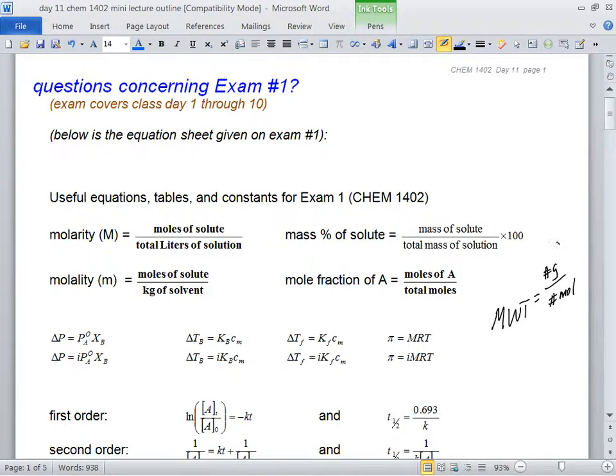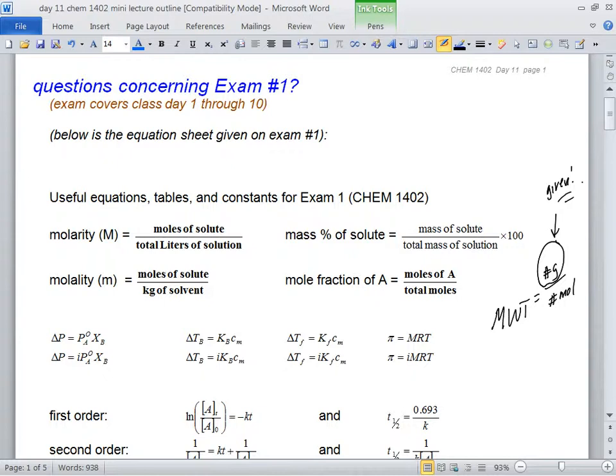And they always gave you this one. That's pretty much why we started out this way every single time, because they always gave you half of it. You just had to figure out the number of moles. And then you use one of these equations to get it. All right? Okay. So to get it, you have to remember what each of these variables are.